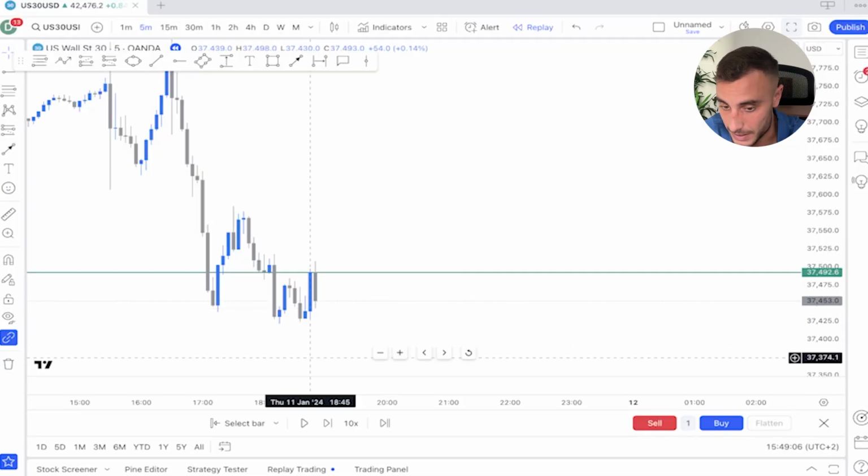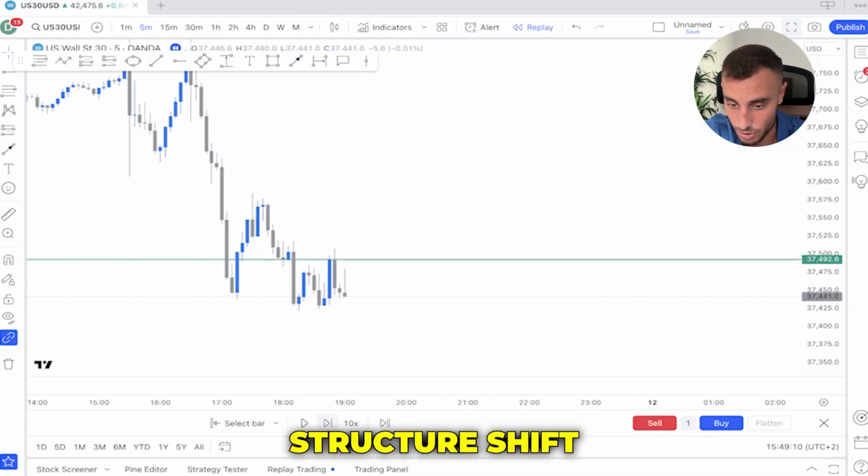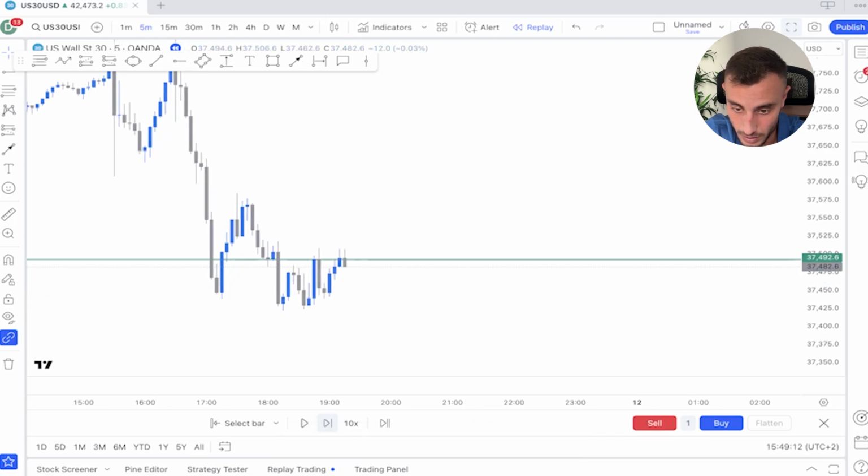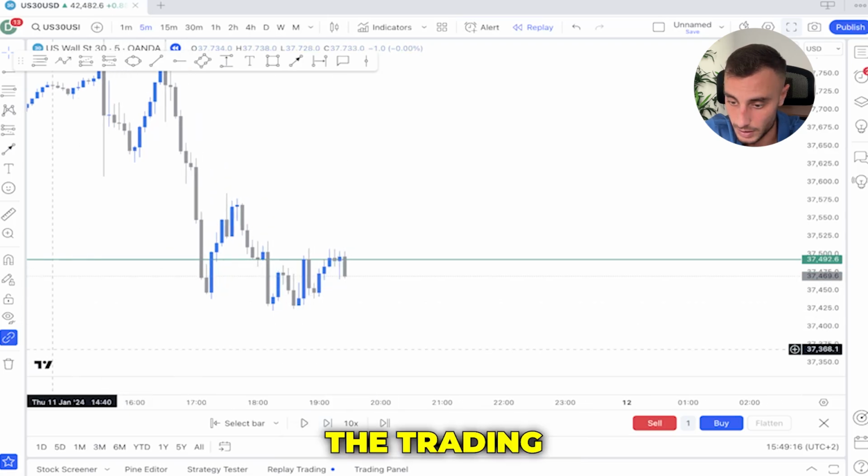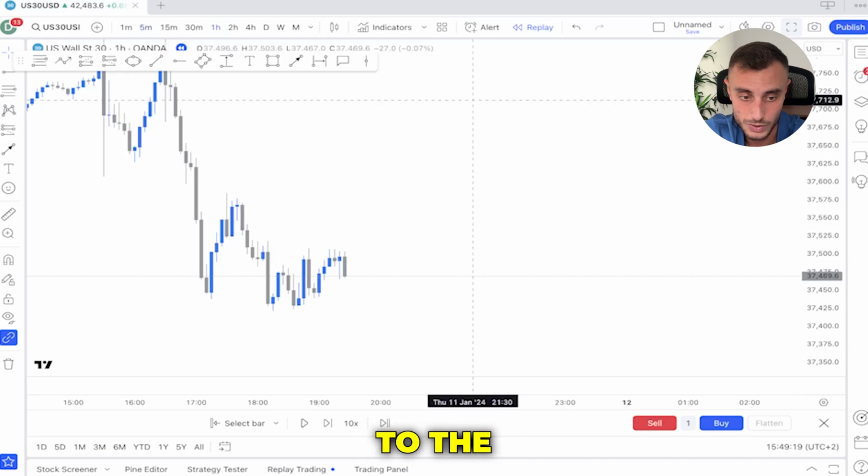Now that we are on the 5-minute time frame, let's look for an aggressive market structure shift. Let's see, the trading session ended. We can move on to the next day.